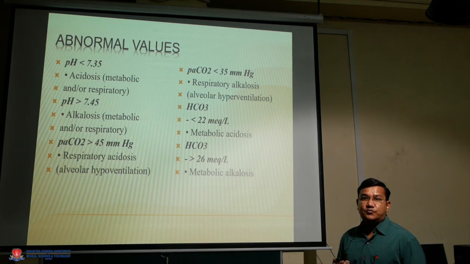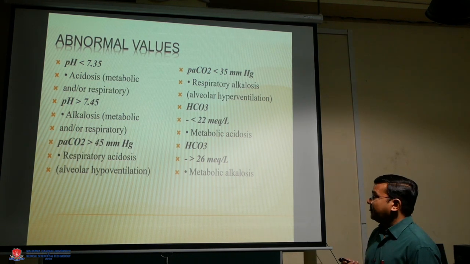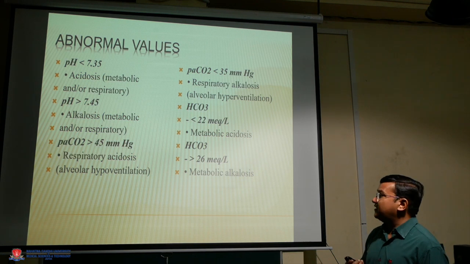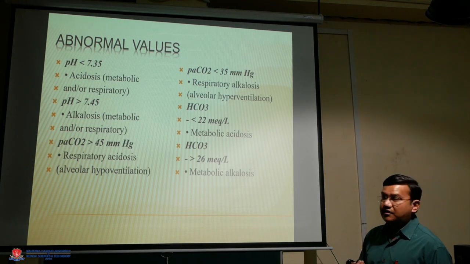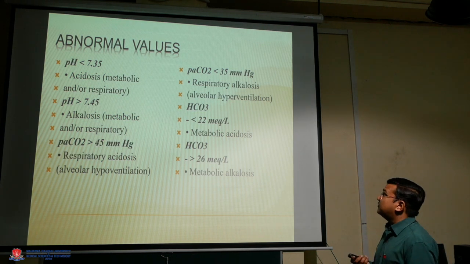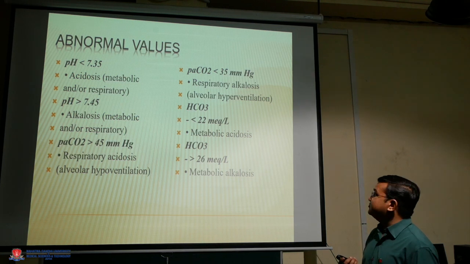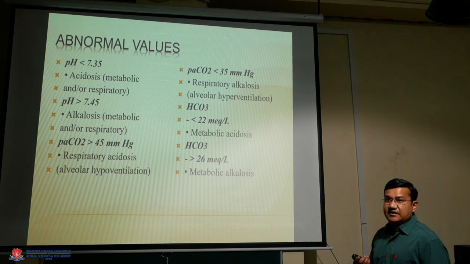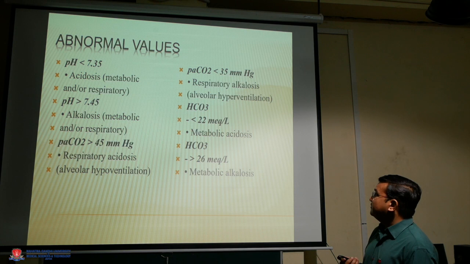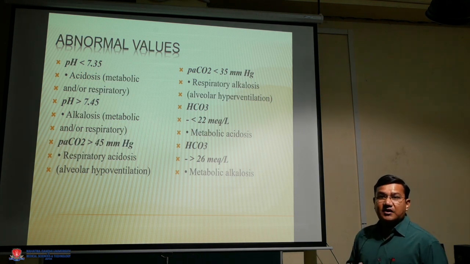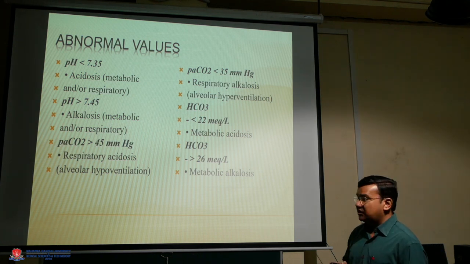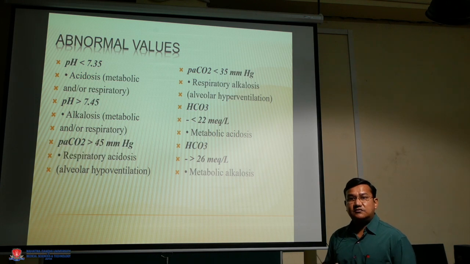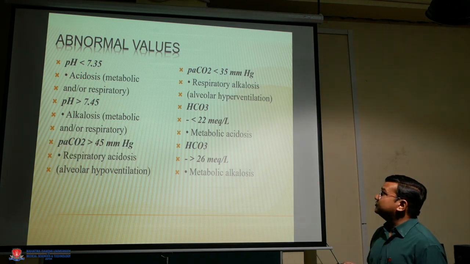If PaCO2 is more than 45 mmHg, then it is called respiratory acidosis. It is due to alveolar hypoventilation. PaCO2 less than 35 mmHg is called respiratory alkalosis. It can be due to alveolar hyperventilation. And if bicarbonate is less than 22 milliequivalent per liter, then it is called metabolic acidosis. Bicarbonate more than 26 milliequivalent per liter is called metabolic alkalosis.